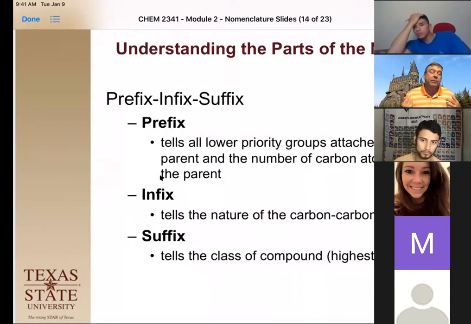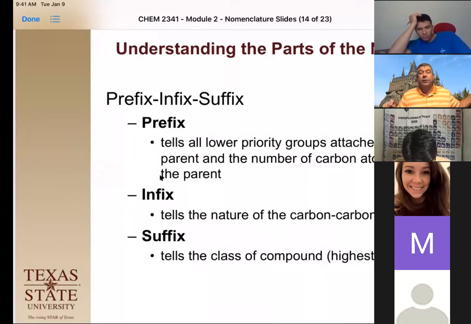One is called the prefix, okay? That's the beginning of the word. It tells all lower priority groups attached to the parent and the number of carbons in the parent. And I'll define parent a little bit, okay? So that's telling us everything attached to it and what that main chain is, okay?